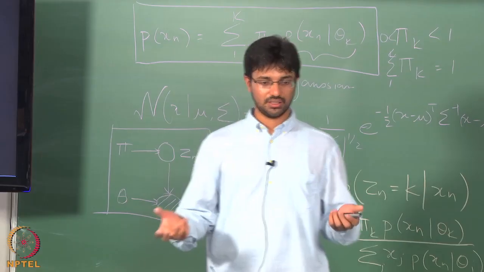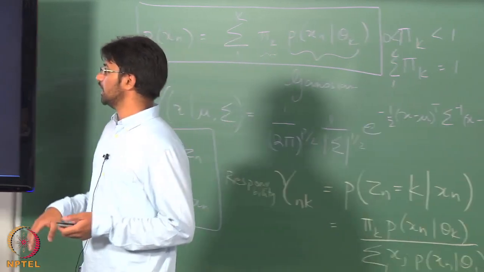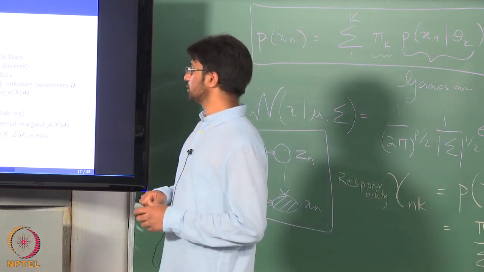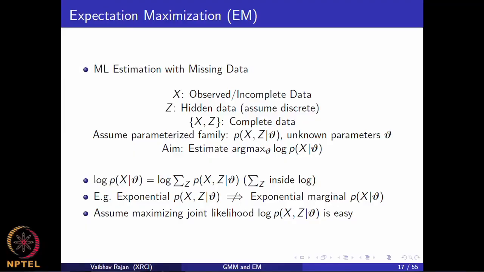Suppose you are given data x, which is what you observe and is known to be incomplete, with some values missing, and you want to get the maximum likelihood estimates of the parameters which are unknown. But here you are assuming two things. You are assuming that there is some parameterized family, you are doing some parameterized fitting, for which the joint likelihood is easy to compute.